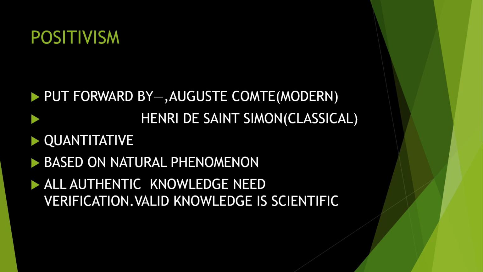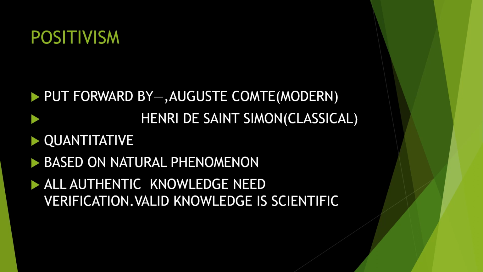The idea put forward by positivism is that all authentic knowledge needs verification. For example, if we are studying something, it should be verified, meaning someone has to say that it is correct. If you submit your research, they go through it and find whether it is right or not. After verifying it, they give the PhD. So valid knowledge is scientific.